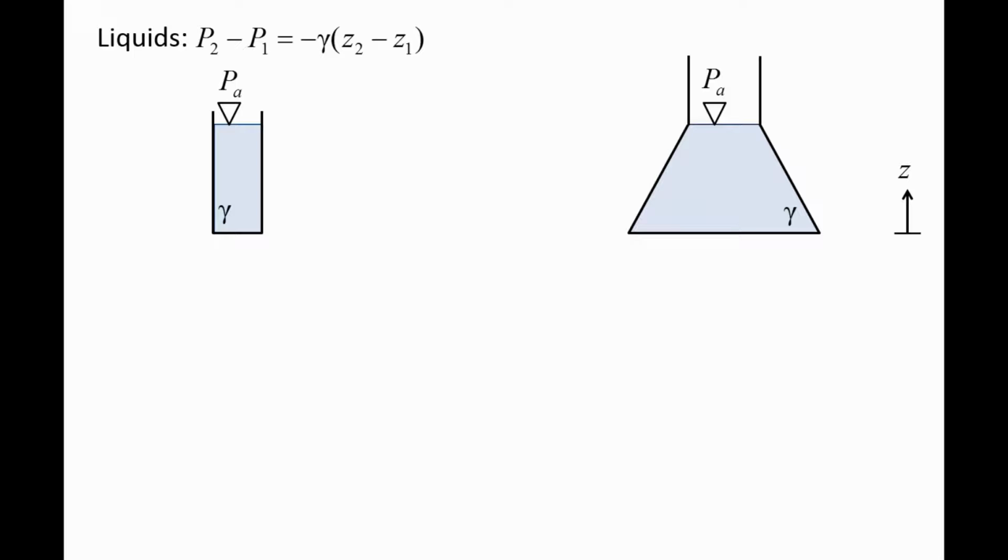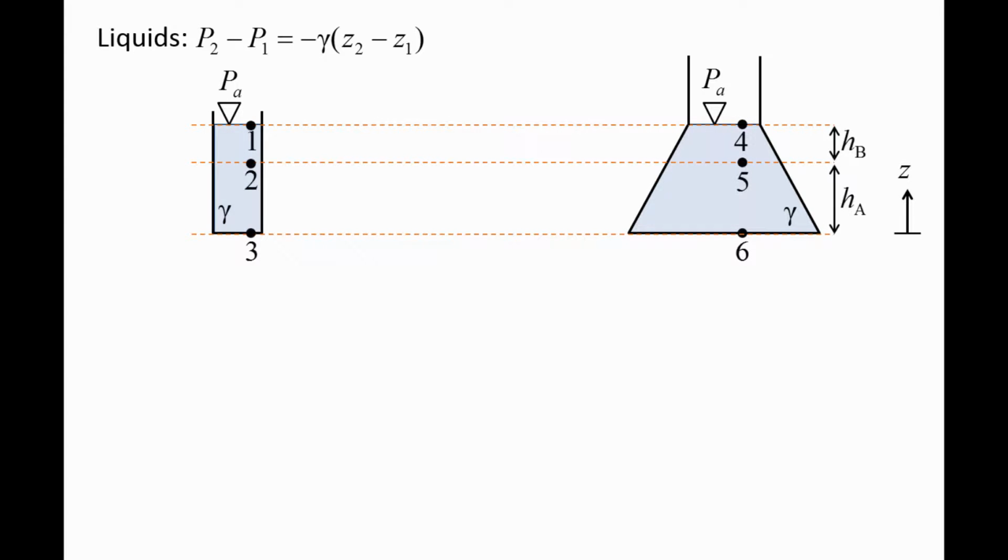Both containers are filled to the same level. Now we label some points in the containers. Point 1 is at the same height as point 4, point 2 is at the same height as point 5, and point 3 is at the same height as point 6.